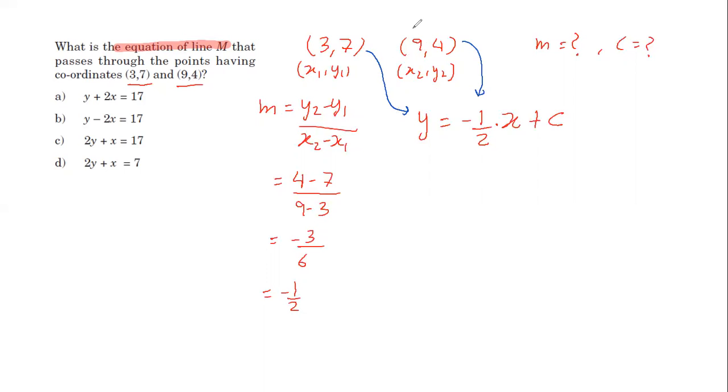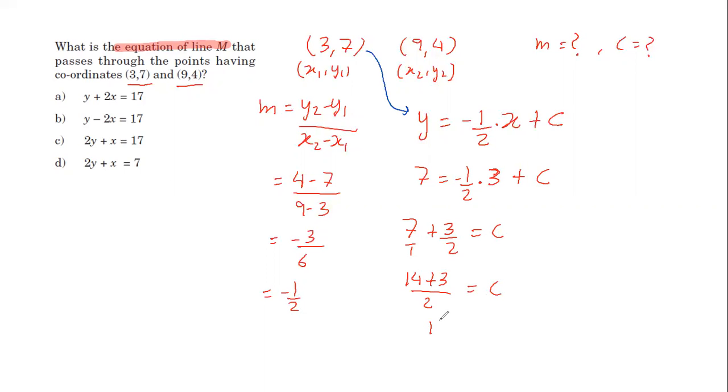There is no reasoning here for why you are putting 3, 7 and not 9, 4. It's the same thing. You can also try it with 9, 4. You will get the same result. But I am doing it with 3, 7. I can take whichever point I want. So in place of y, I replace 7. In place of x, I replace 3. From here, I can get the value of c because only one variable is missing. It will become 7 plus 3 by 2 is equal to c. You take an LCM, so that will become 14 plus 3. So I'll get the value of c as 17 by 2.